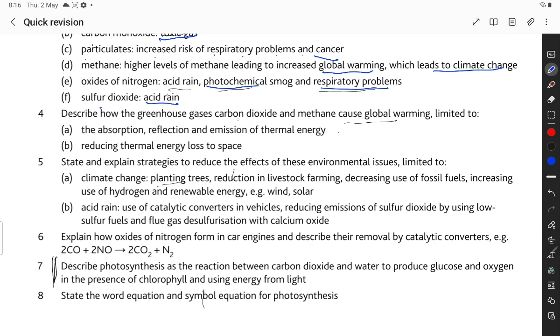Describe how the greenhouse gases, carbon dioxide and methane, cause global warming, limited to the absorption. Carbon dioxide absorbs the UV rays, then reflects it back and emits, increasing the heat energy. So these three processes are very important to explain in the context of greenhouse gases. So that's why carbon dioxide leads to increased global warming, reducing thermal energy loss to space.